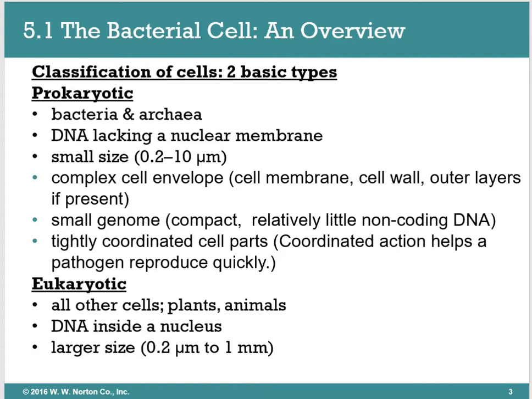And then with eukaryotic cells, these are all the other cell types that aren't considered prokaryotic. So this is such as our cells, plant cells, and then also other species such as chimps, monkeys, dogs. They're all eukaryotic. And then the biggest difference between eukaryotic and prokaryotic is how they store their DNA. So in eukaryotic cells, we have our DNA inside a nucleus, whereas bacteria don't.